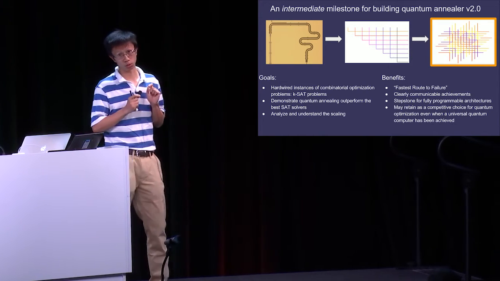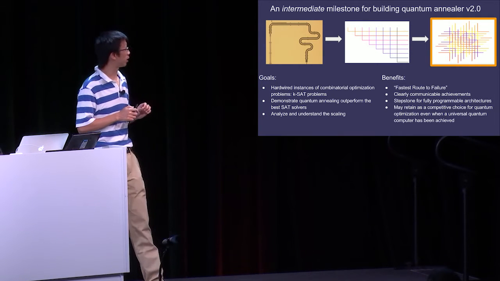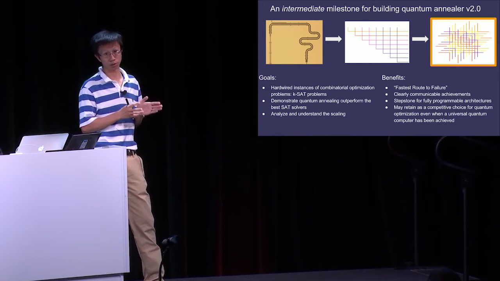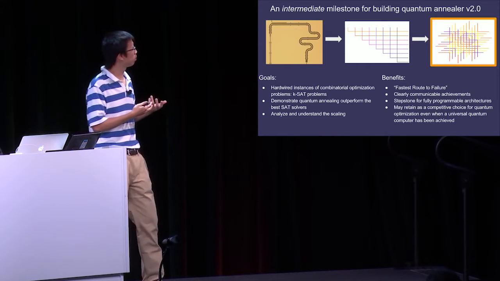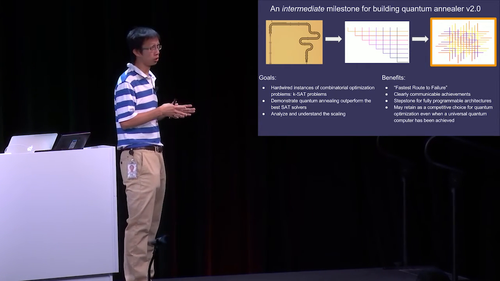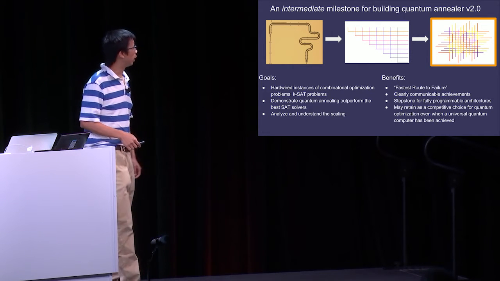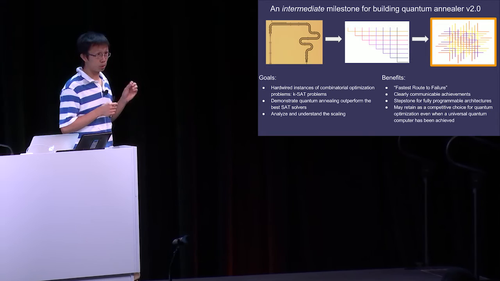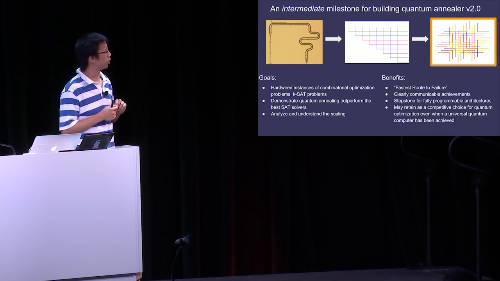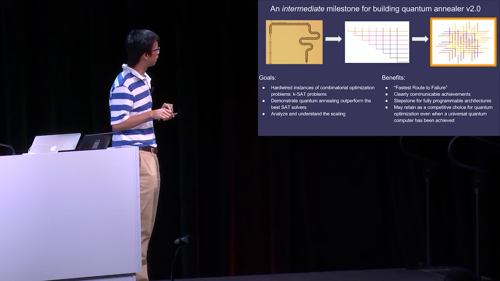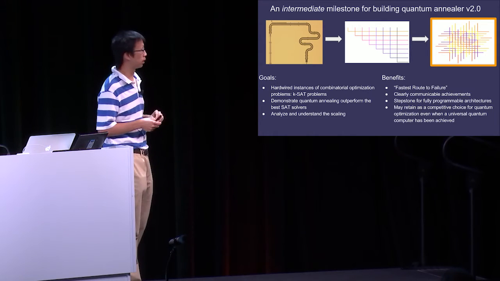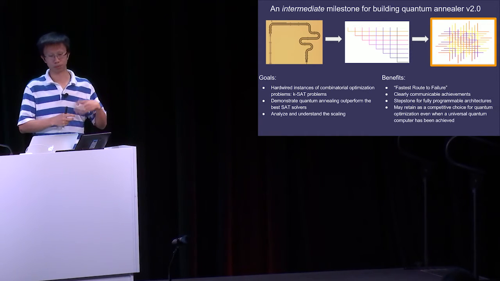However, if this annealer works, we really think this can act as a stepping stone. All you have to do is add a bunch of other functions such that it allows you to go to a fully programmable quantum annealer, which opens up a wider range of optimization problems. And in addition, even in the presence of a universal quantum computer, we still think a quantum annealer can act as a more competitive choice because you have less overhead in terms of embedding.